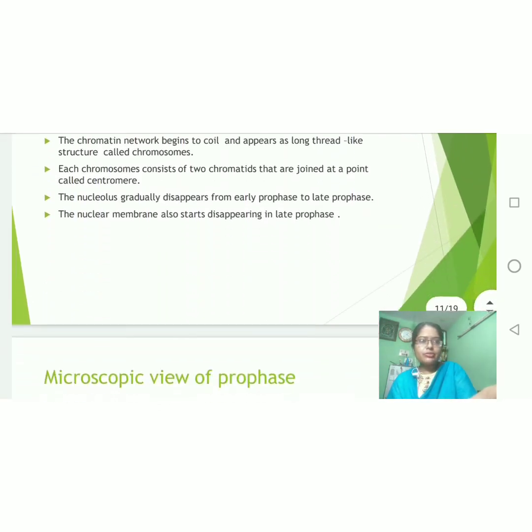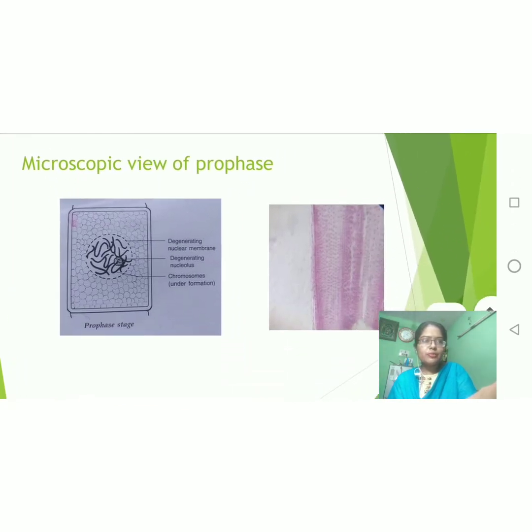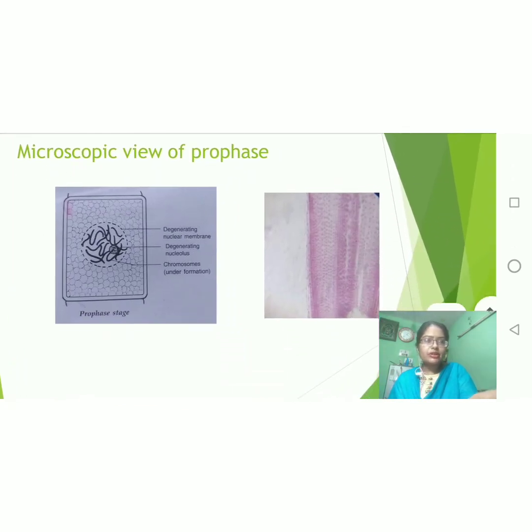Now coming to the prophase, this is the microscopic view. The pink part is the microscopic view of the prophase, and this is the diagram. So in prophase, the chromatin network begins to coil and appears as long thread-like structures called chromosomes. Each chromosome consists of two chromatids that are joined at a point called the centromere.